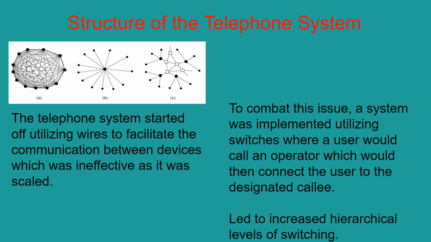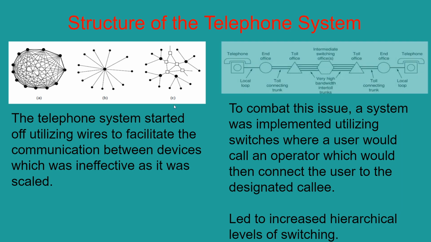And as time went on, this scaled higher and higher until the hierarchy changed to switching offices to be up to 5 levels. As you can see, this is a little diagram of what I just explained, the process that it would take to reach a designated callee in this instance.